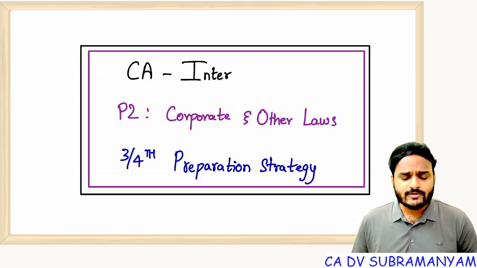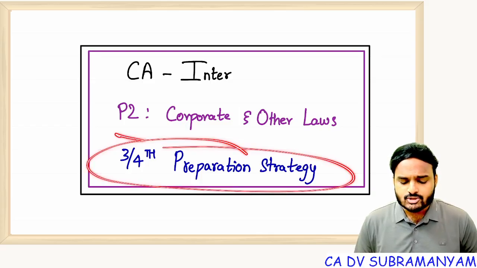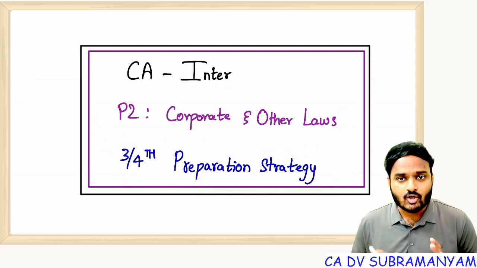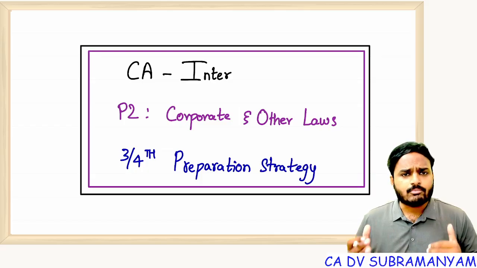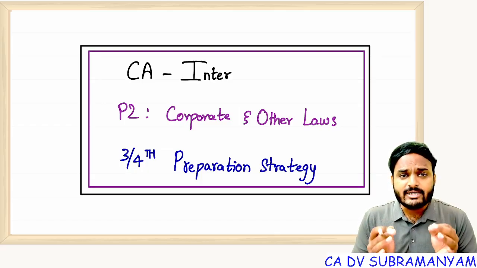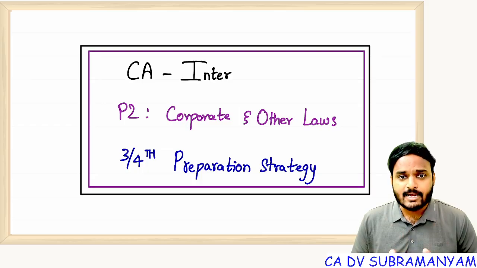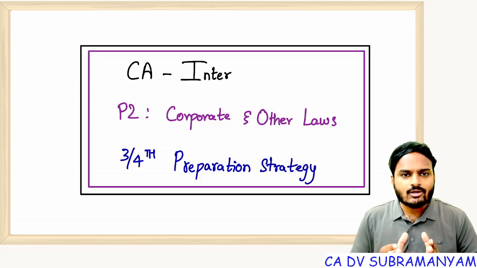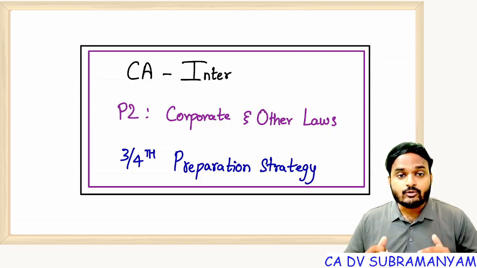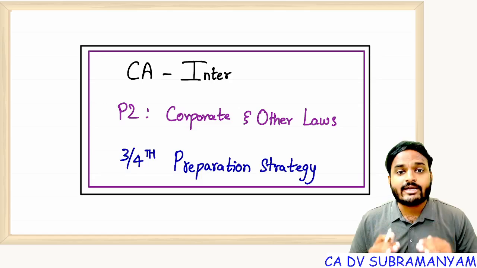This is a short video about the 3/4 preparation strategy of Paper 2, Corporate and Other Laws. In our paper we have a total of 15 chapters, and as you all know, time is the biggest constraint for us. We can prepare all these 15 chapters, not a problem, but we have very limited time and a total of 6 papers, Group 1 with 3 papers and Group 2 with 3 papers. So we need to allot time in such a way that we attempt the maximum and score the maximum.